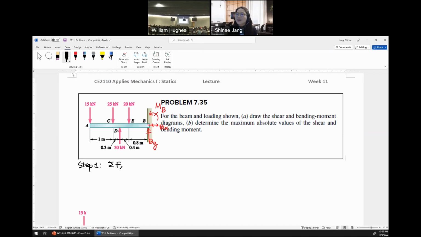Zero, yes. Fx equals 0, and there is no horizontal force, so Bx is 0. Okay. And then we can try Fy too. If upward is positive, then we can count all the loads together. So 15 down, minus 15, and then 25 down, right? And then 20 down, 30 up, and then By up, right? So then we can find By is 30 kilonewton.